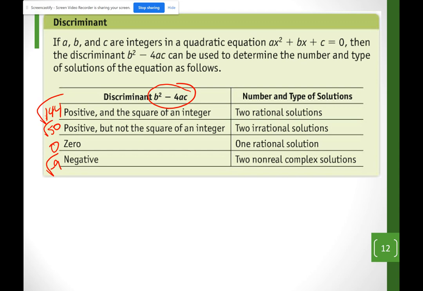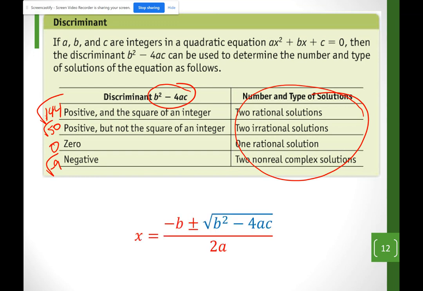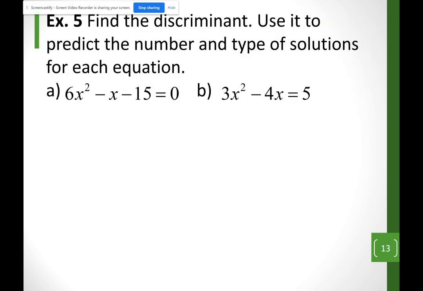Now, we're just worried about what type of solutions we're going to get at this moment. So remember your quadratic formula, and you're just looking at the square root part. Now here it says find the discriminant. Let me remember it. It's just the blue part. And use it to predict the number and type of solutions for each equation.